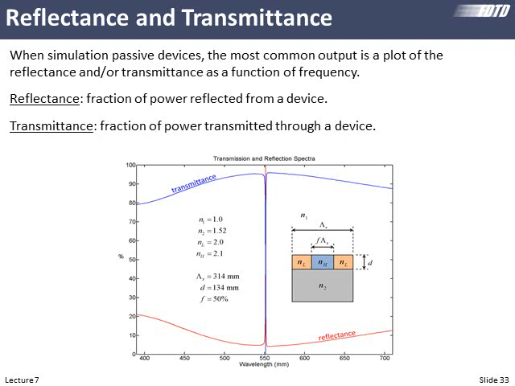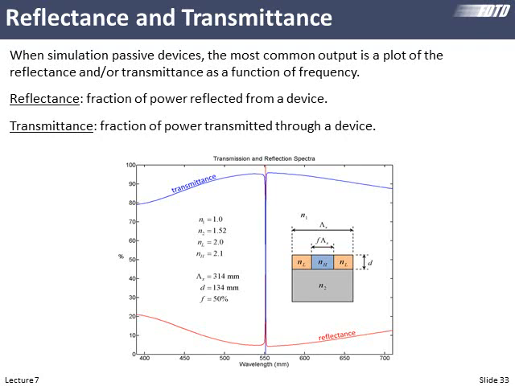So reflectance is the fraction of power reflected from a device. So it should be independent of how much power is in the source. We're just calculating what fraction of that power from the source is reflected. Likewise, transmittance is the fraction of power transmitted through a device. And so if we are ignoring losses or gain, completely passive materials without loss, if we add reflectance and transmittance together, we should get 100%. That's a conservation of energy requirement.